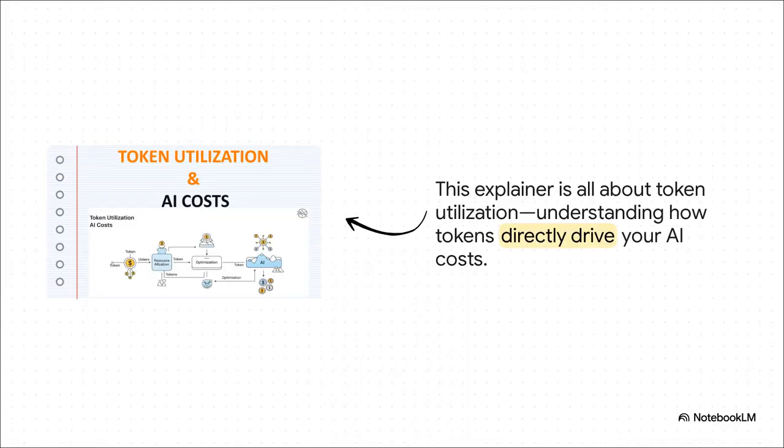See, this is all about mastering something called token utilization. That's the key that unlocks the whole black box of AI spending. We're going to get into what tokens are, exactly how they drive your costs, and, most importantly, how you can slash your bill without sacrificing an ounce of quality.